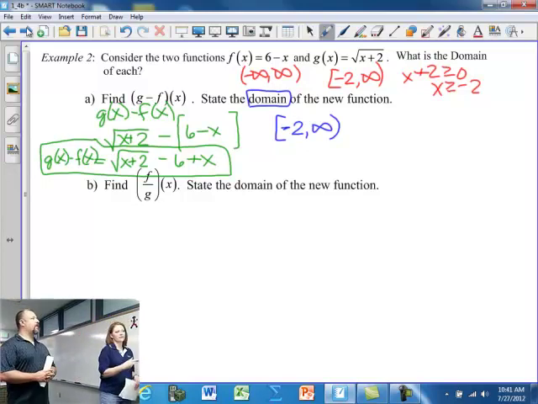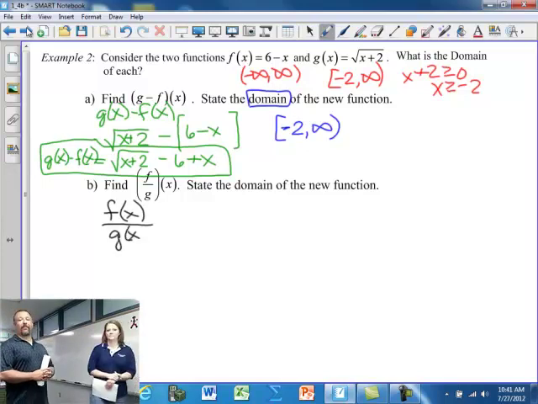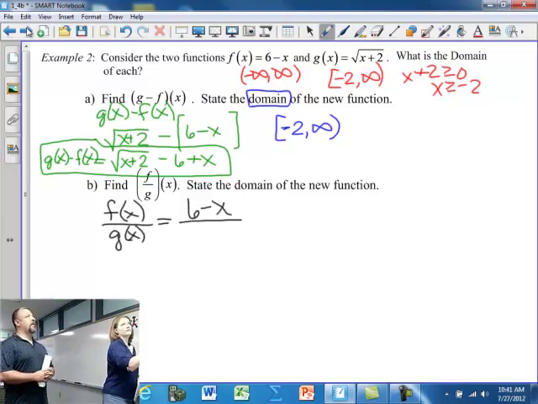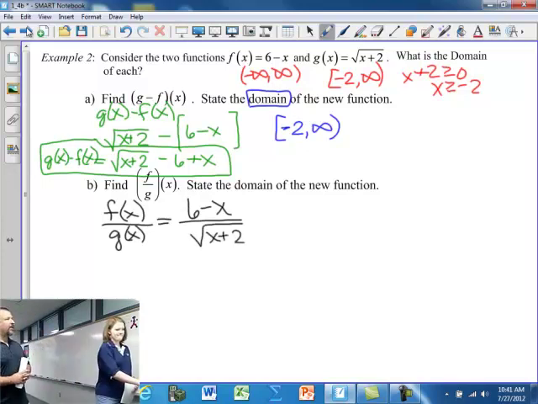Second example, find f of x divided by g of x. You just said what we're doing here, and there's nothing to do except replace them with the functions that were given. So we've got 6 minus x over the square root of x plus 2. Now, is this domain going to work the same way?